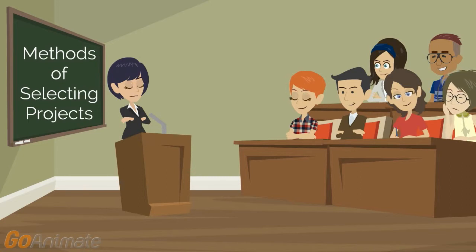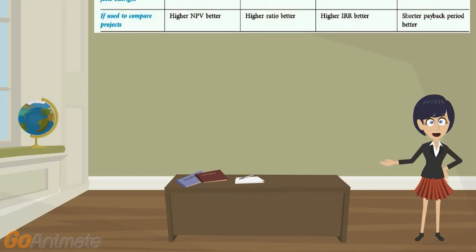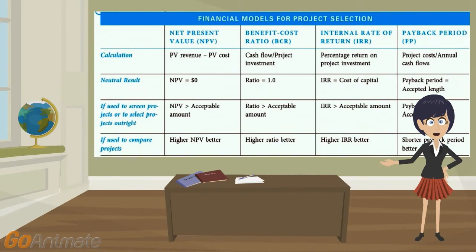There are several different methods of systematically selecting projects. The methods include both financial and scoring models. Let's first discuss the financial models. Cost-benefit analysis is a financial analysis tool used to determine the benefits provided by a project against its cost. These models compare expected project costs to expected project benefits. Several models can be used in making project selection decisions. These are the various financial models for project selection.